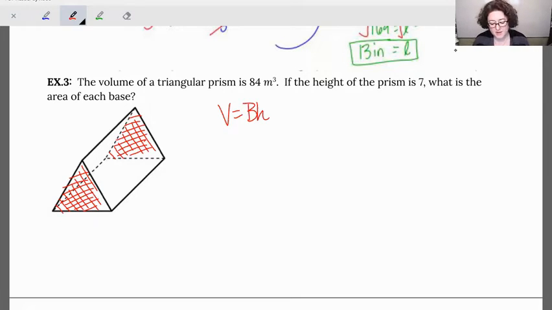If I look back at the problem, it says the volume of a triangular prism is 84. Well, I can fill that in. So let's go ahead and do that. We know the volume is 84 meters cubed. Again, I'm going to go ahead and leave the units off for now. The height of the prism. So really, they're talking about the height or the distance between the bases. That height is 7. So that means we don't know what the big B is. So we'll leave that red.